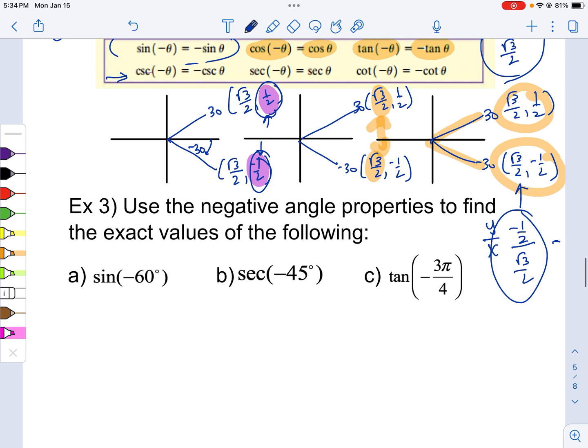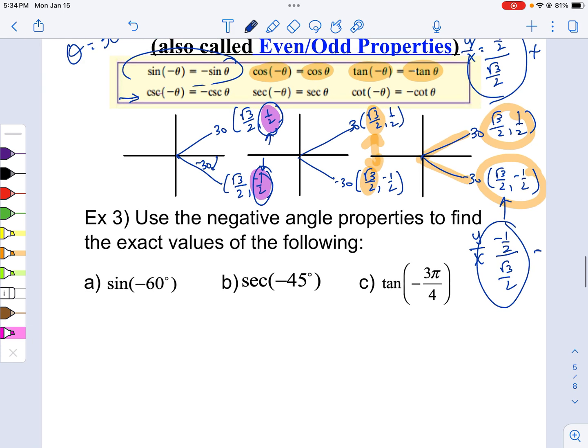Okay, so what we're going to do is use the negative angle identities or negative angle properties to find the exact values of these angles. Now, could you add 360 degrees here and find a coterminal angle? Absolutely. That is one way to do it that you still could do. But because I'm specifically asking you to use the negative angle identities, let's go ahead and do that. Okay, so the first one we're going to look at is sine.